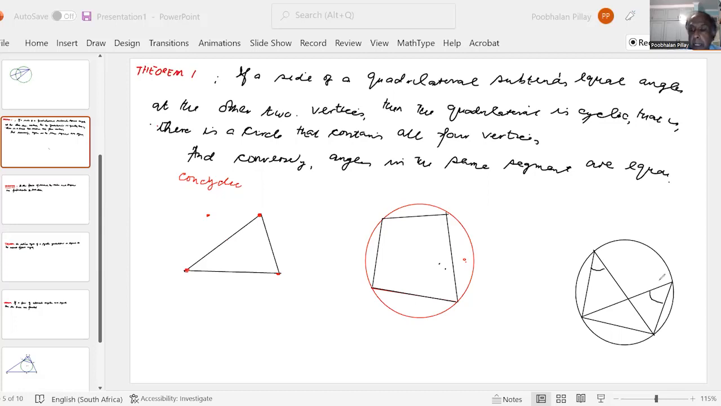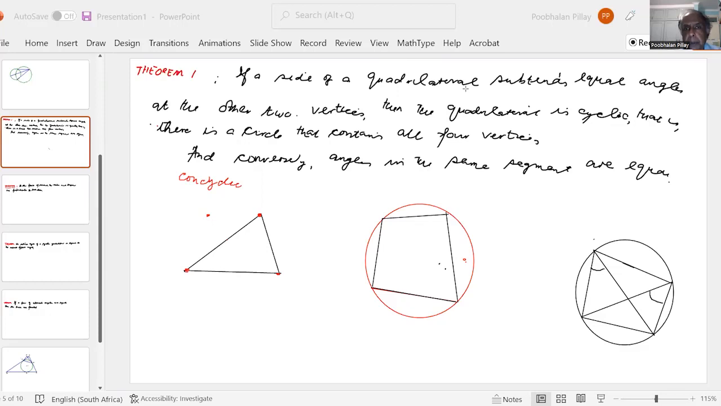Okay. Now you got 4 points here. So if I complete the quadrilateral, then you notice that all the sides are all chords of the circle. Right? This is also a chord. So it means that this chord here subtends equal angles at the circumference.